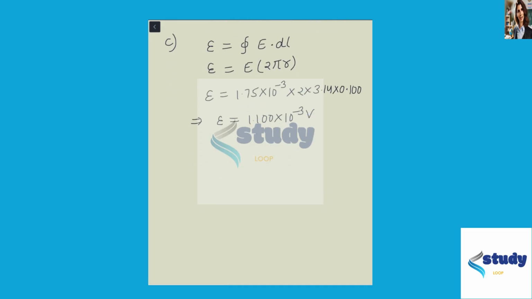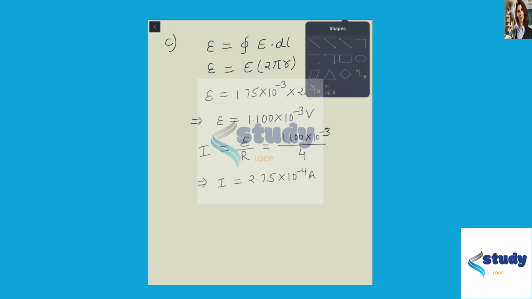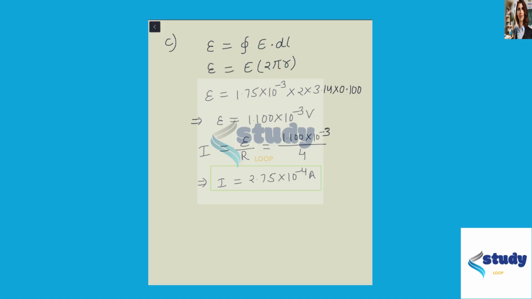The induced current will be equal to I equals E by R, and R is the resistance of the coil, which is given as 4 ohm. So 1.10 multiplied by 10 to the power minus 3 divided by 4. After solving it, we find the magnitude of the induced current as 2.75 multiplied by 10 to the power minus 4 ampere. This is the answer for the problem in which we are asked to calculate the magnitude of the induced current.